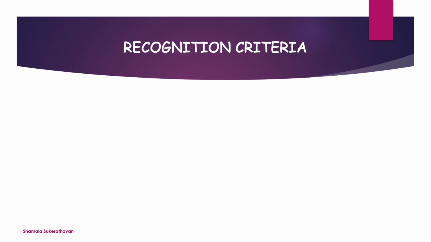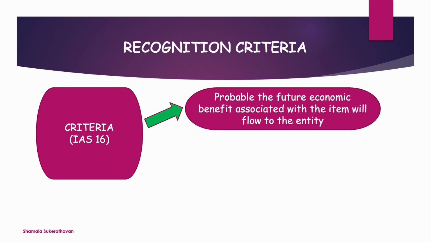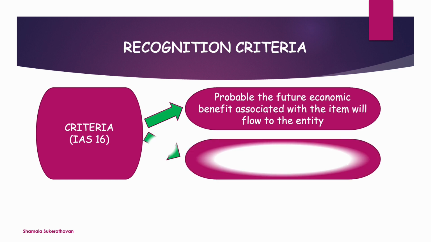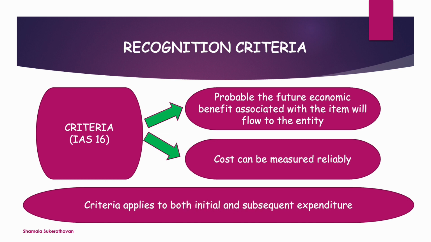Secondly, it should meet the recognition criteria set out in IAS 16. That is, 1. It is probable the future economic benefit associated with the item will flow to the entity. The other is costs can be measured reliably. These criteria apply to both initial and subsequent expenditure.